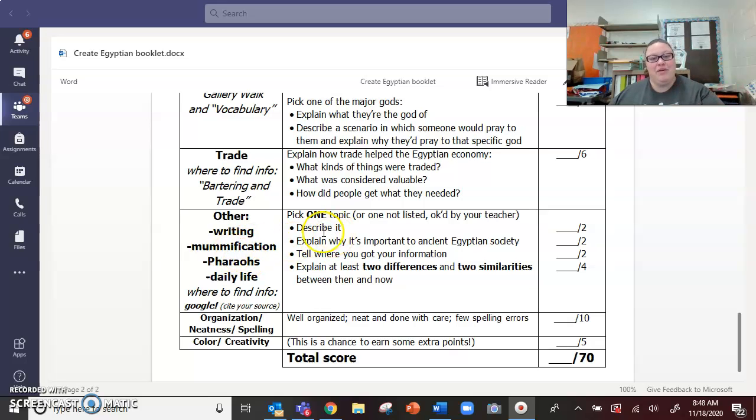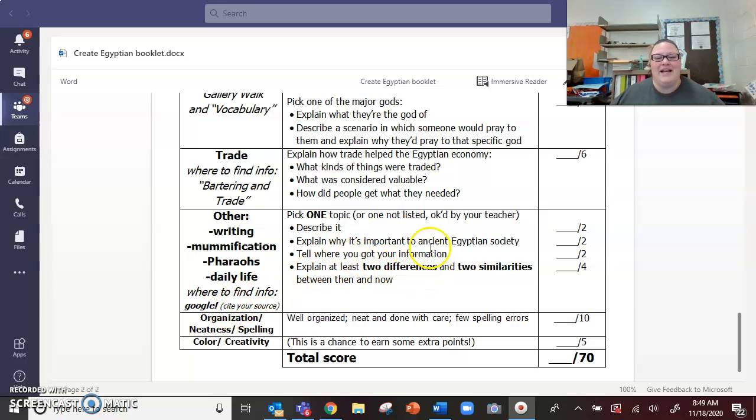But when you are doing what you want, you are going to have to describe what you're talking about. So if I chose mummification, I have to describe what mummification is. And I need to explain why mummification is important to ancient Egyptian society. And I also have to tell where I got my information about mummification. Google, friends, is not a source. Google is a search engine, and then you click on the links to get to the sources.